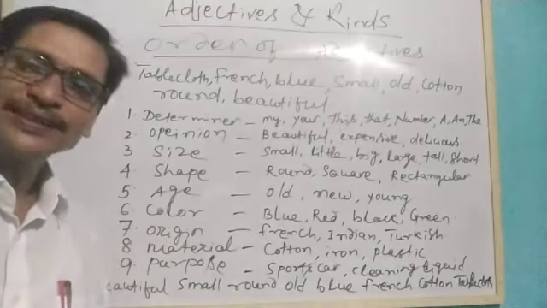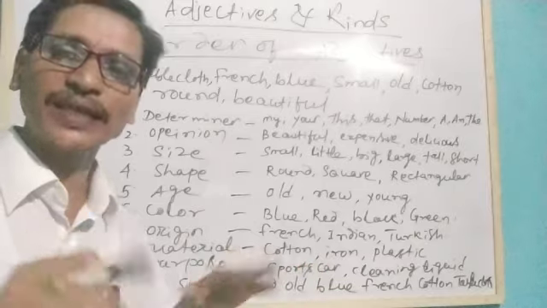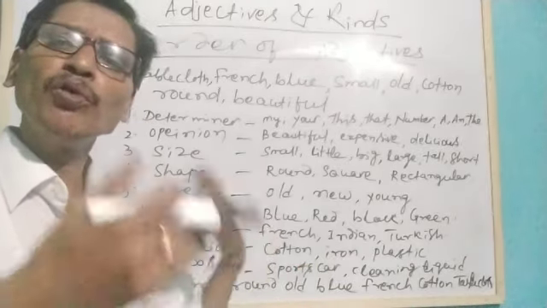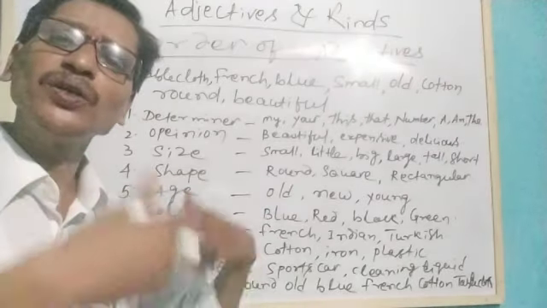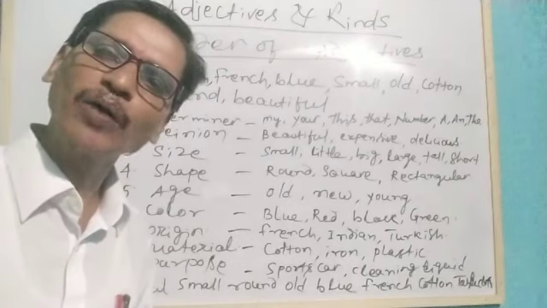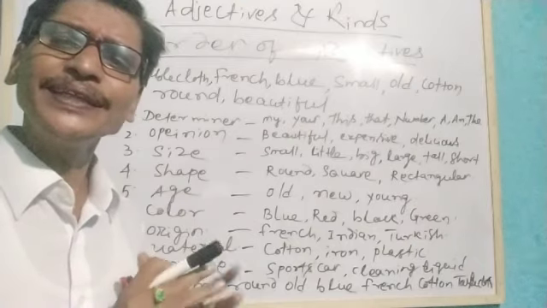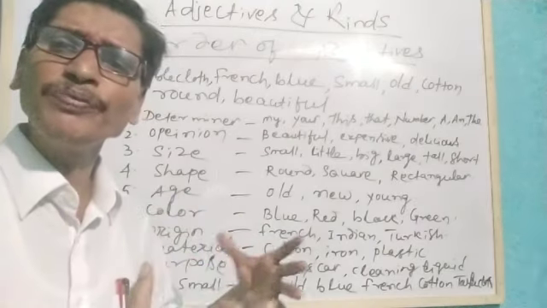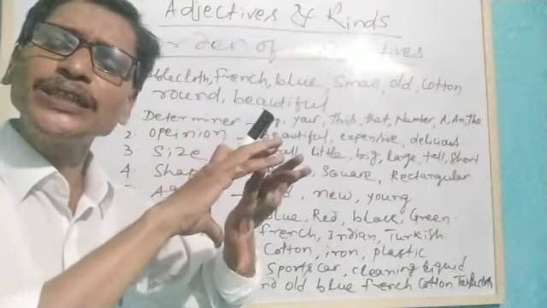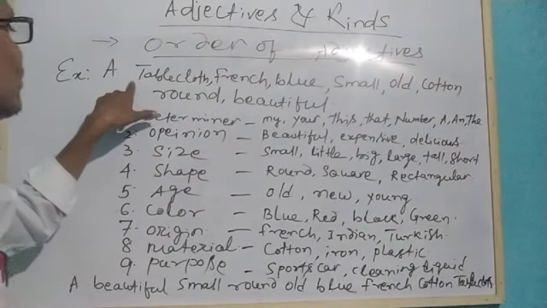See, while writing sentences, as I have told you, we sometimes have more than one, more than two, more than three adjectives to modify the meaning of our nouns. In that case, it is a matter of confusion how we can use such adjectives in a specific or proper order. One example is given over here.